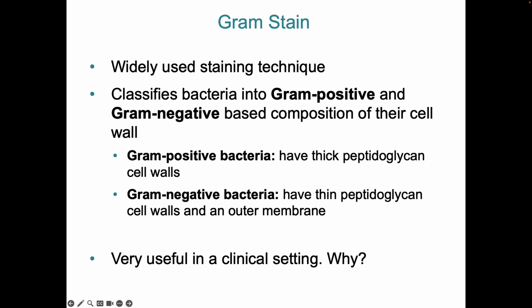So cells that we call gram-positive have a very thick layer of peptidoglycan. They have a very thick cell wall. And they have only a single membrane. Cells that we call gram-negative actually have two membranes. So they have like an inner plasma membrane and an outer membrane. And in the middle, they have a very thin layer of peptidoglycan.